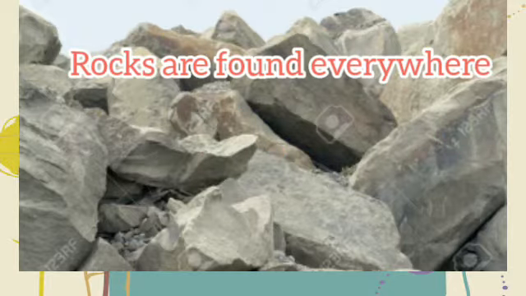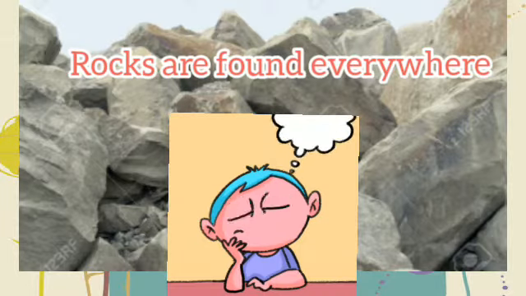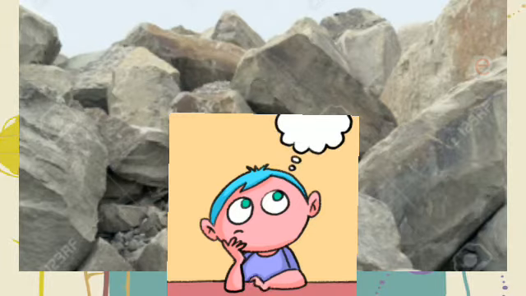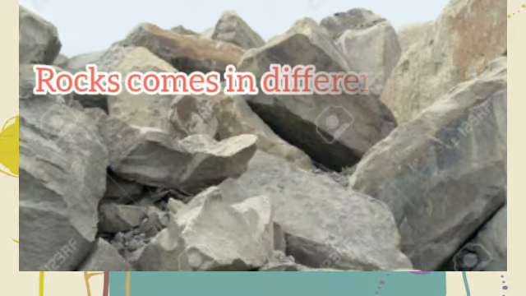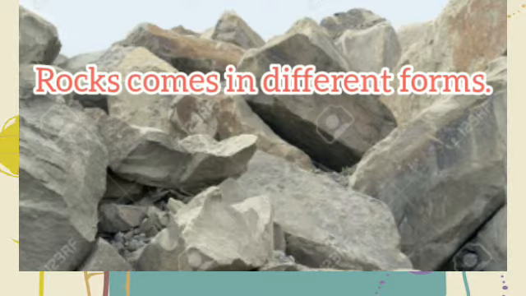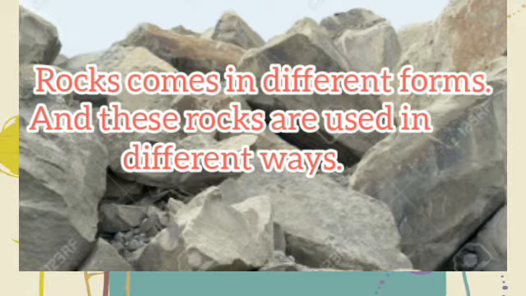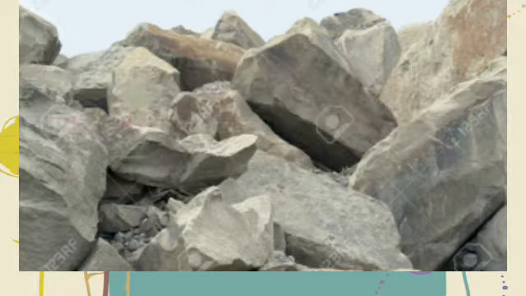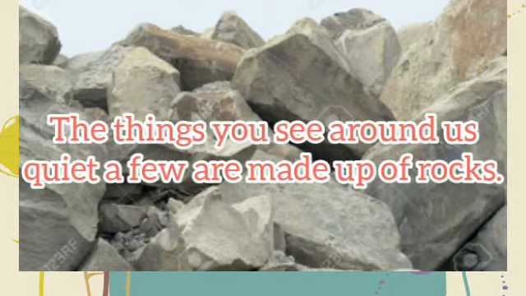Rocks are found almost everywhere. Yes, now you might be thinking, everywhere? But how? We can't see huge stones, the rocks everywhere. This is because the rocks come in different forms and these rocks are used in different ways. The things that you see around us, quite a few are made up of rocks.